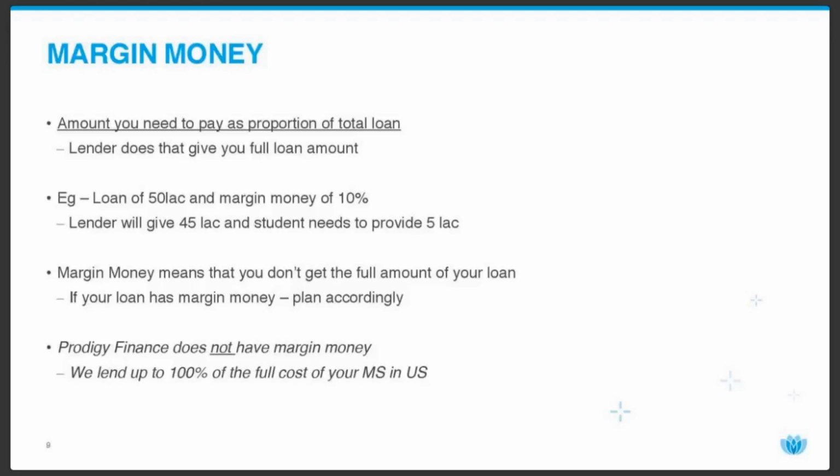And talking about collateral loans, typically collateral loans will have a concept called margin money, which is basically the amount you need to pay as a proportion of the total amount. So, for example, your margin money is 10% and the loan is 50 lakhs. This means that out of the loan of 50 lakhs, the students need to pitch in 5 lakh rupees, which means that your loan is only for 45 lakhs. So that's very, very important to keep in mind.